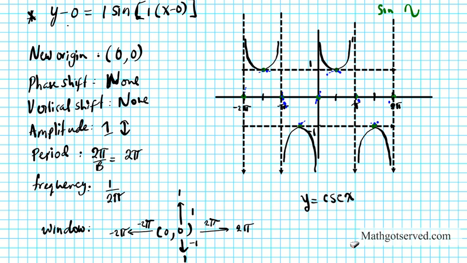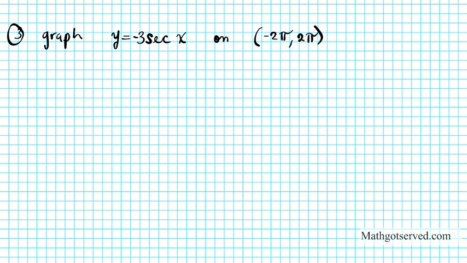Alright, so next we're going to take a look at a secant example. In this case, let's try something slightly more complicated. How about number 3? We want to graph y equals negative 3 secant x on the interval negative 2 pi all the way to 2 pi. Okay? All right, let's do this.